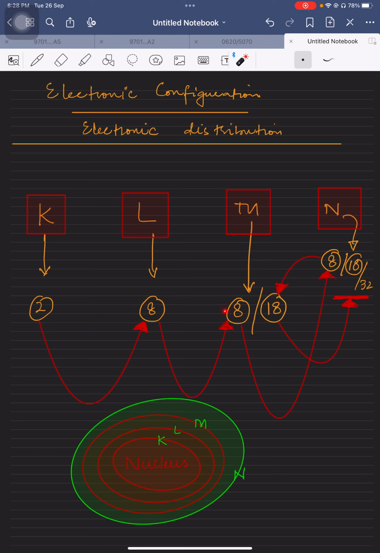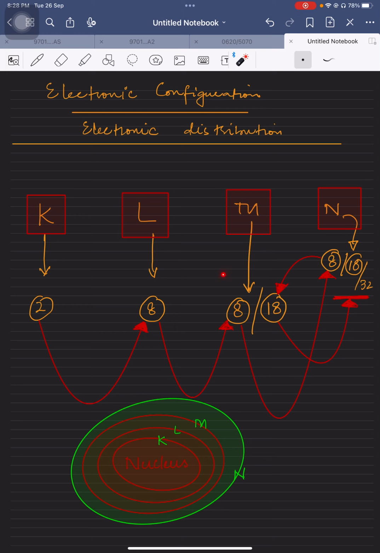How many electrons are we going to fill up there? 8 electrons first. What is the total space available? Total space in the M shell available is 18. But how many electrons are we going to fill in the M shell first? We are going to fill 8 electrons first. And then after filling 8 electrons, we will move to N now.